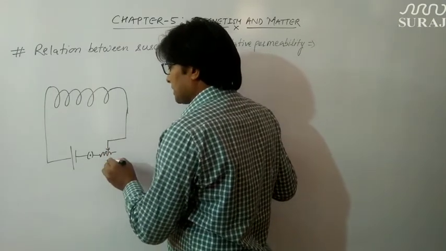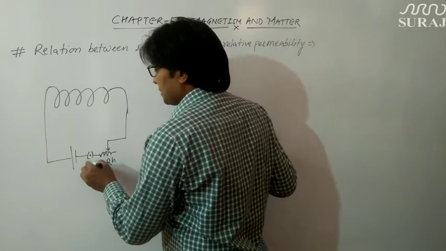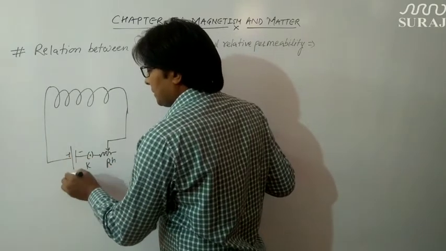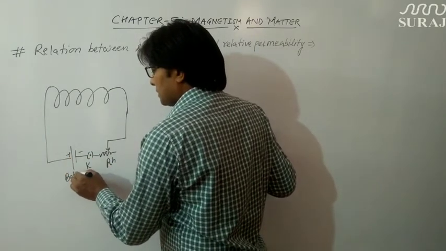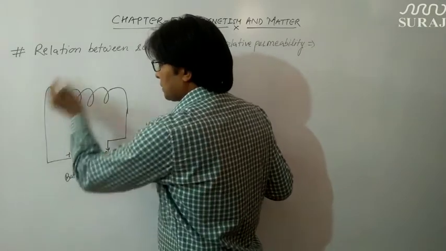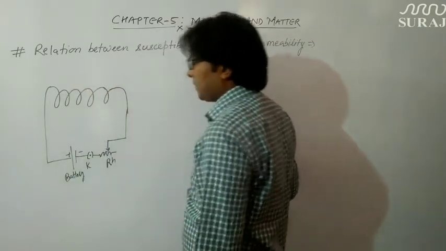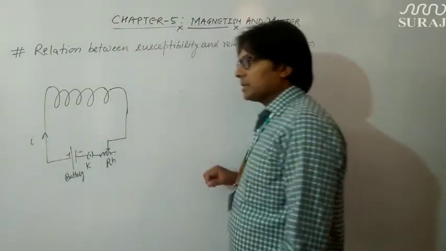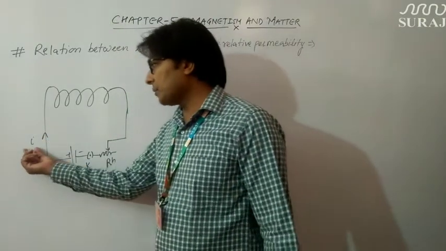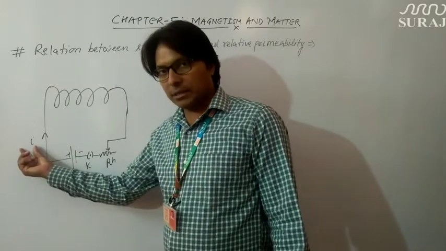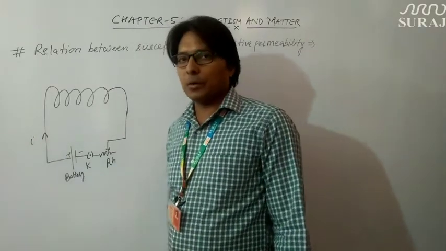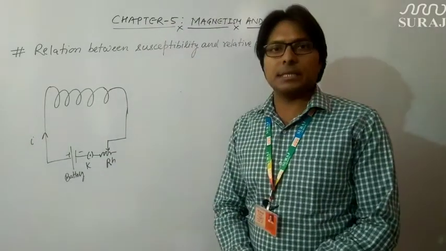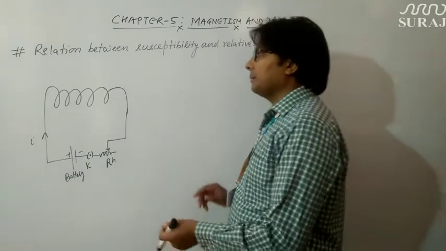This is, suppose, the rheostat, a variable resistor, you can say RH. This is the key, this is the battery, and this is all circuitry, this is the solenoid in fact. So current I is flowing through this, and as we have discussed here, we will represent the current as a small i, because intensity of magnetization is represented by capital I.